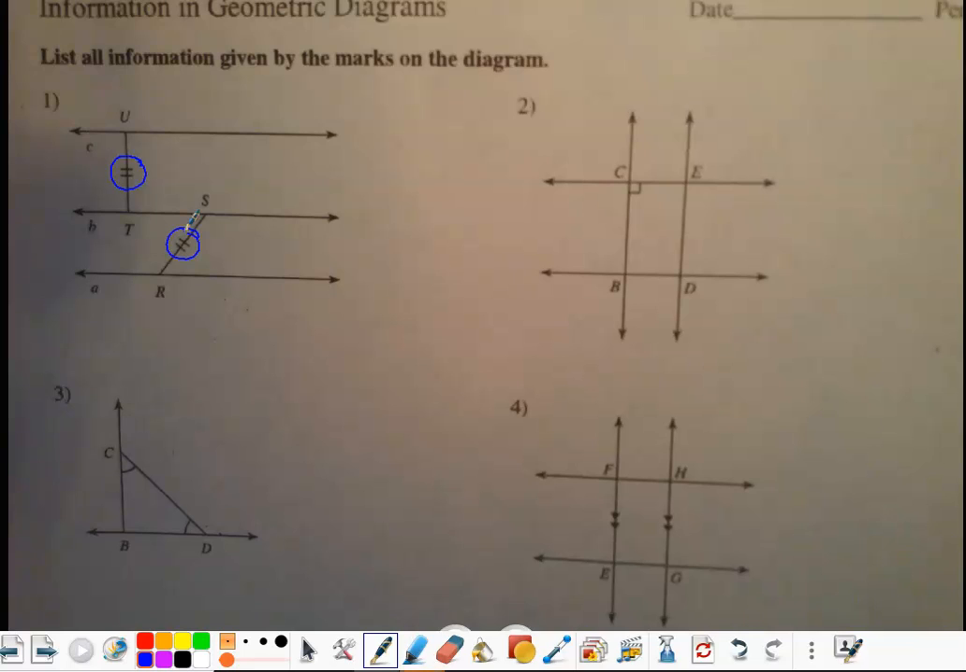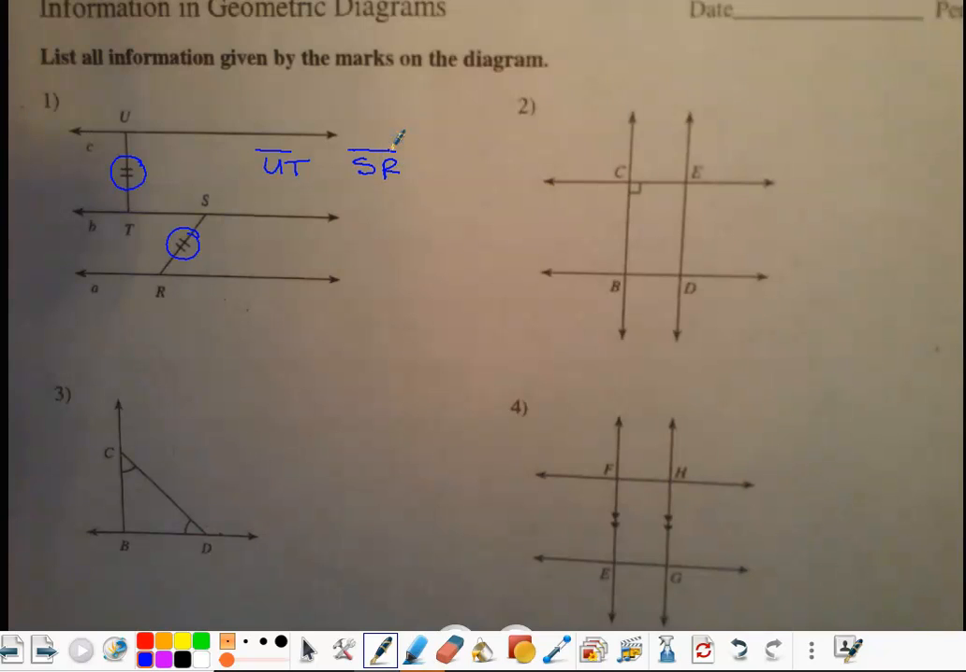But it doesn't have sides because it's not a polygon. Lines? U and T and S and R. Okay, what are they though? U and T, S and R. We know they're equal. They're segments. So segment UT is what to segment SR?